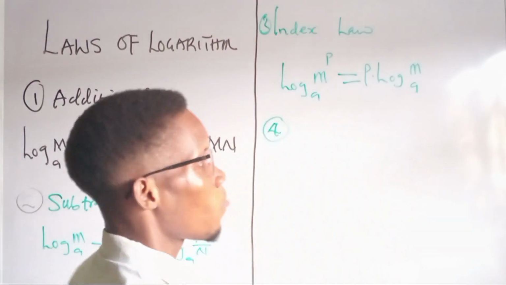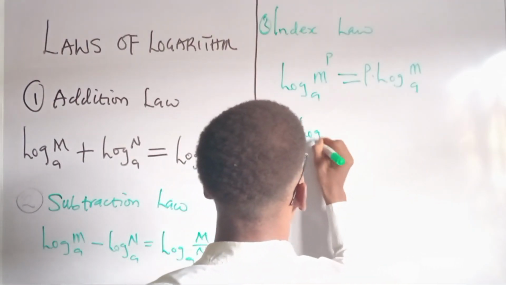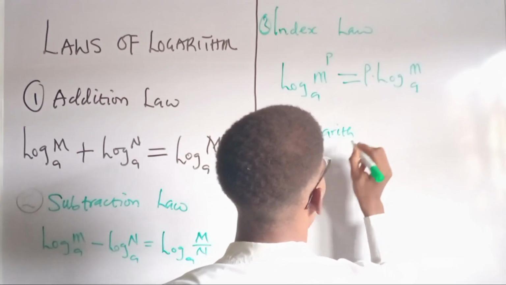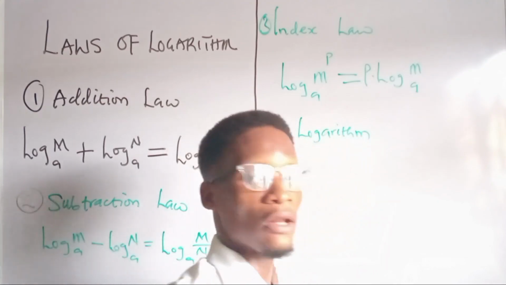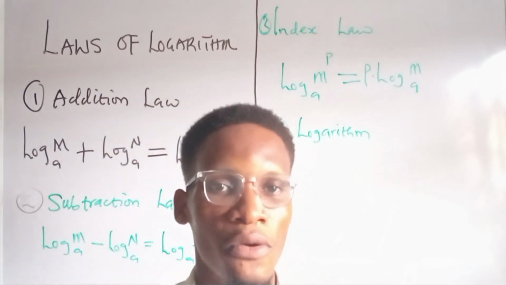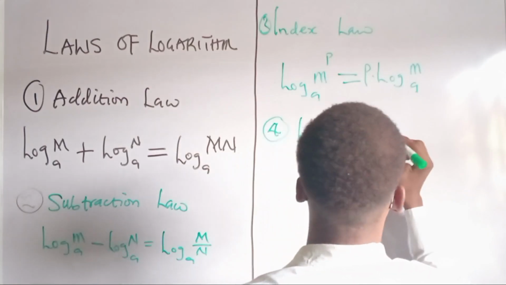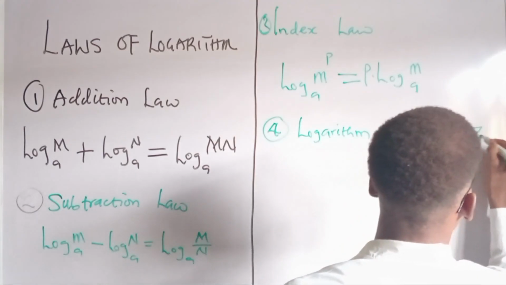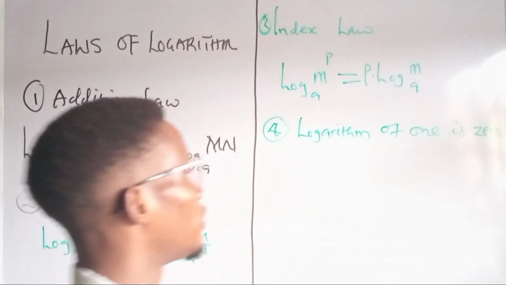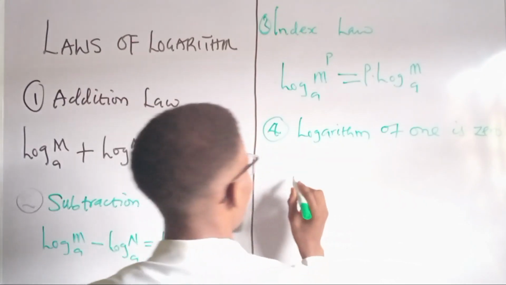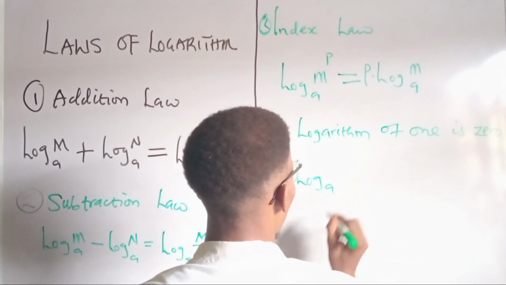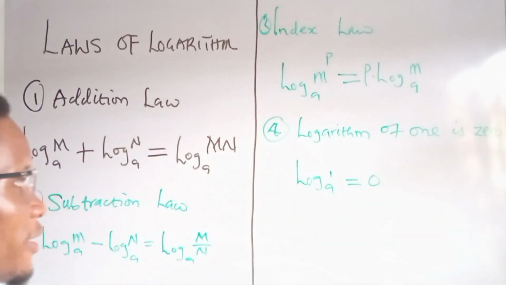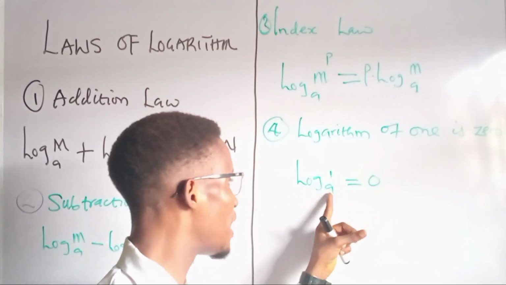All right, so we say logarithm of 1 is what? 0. Logarithm of 1 is 0. So what we mean here is, let's say we have log of 1 to base a is equal to 0. That's what they're saying: that logarithm of 1 to any base is 0.